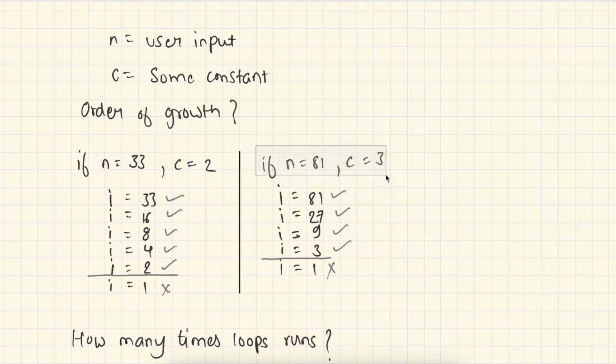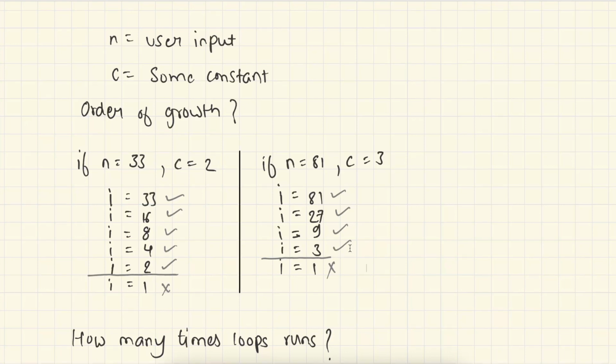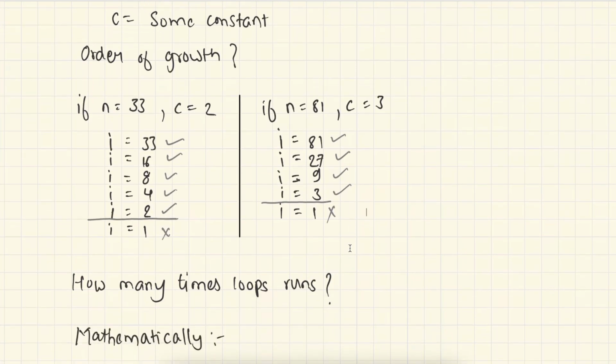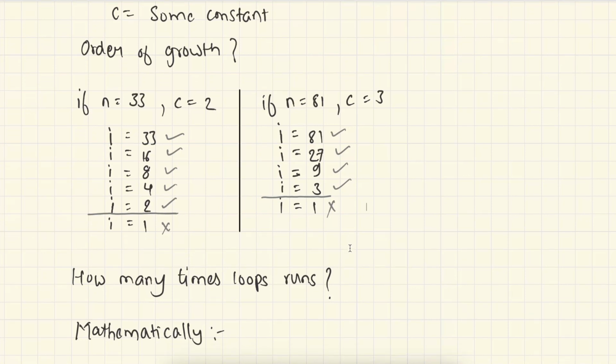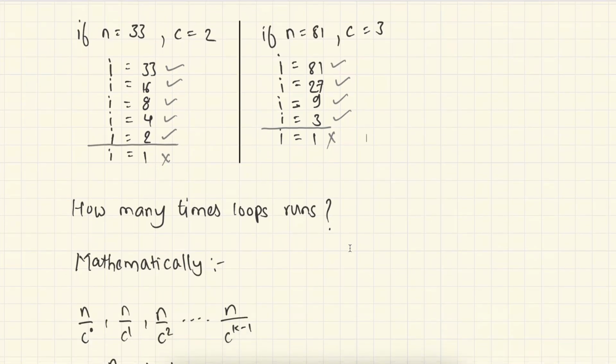When n becomes 81 and c becomes 3, this loop is going to run 4 times. First, i equals 81, then we divide 81 by 3, it becomes 27, 9, 3 and 1. When i becomes 1, our loop stops. So this loop is going to run 4 times. Again, we are not able to find any relationship between n and c. So let's call our best friend mathematics, and take the help of mathematics to solve this.